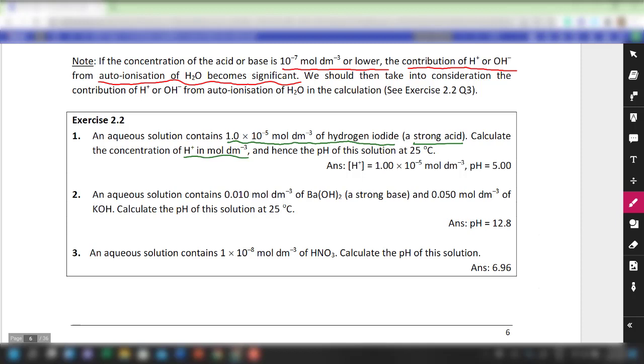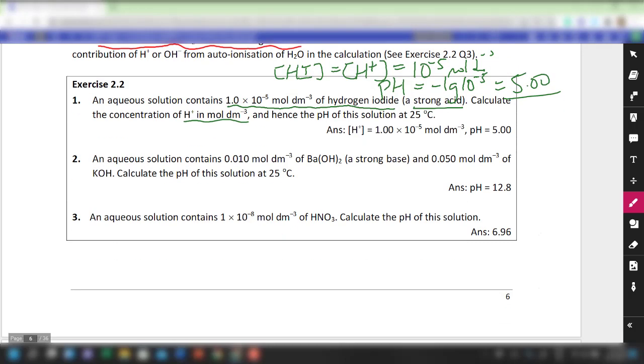Okay, so as you have seen earlier on, the concentration of HI will be the same as the concentration of H plus, because HI is a strong acid which ionizes completely, and therefore the concentration will be 10 to the power minus 5 moles per dm cube. Okay, and pH is simply minus log base 10 of 10 to the power minus 5, and we will get 5.00. So we are getting pH 5 over here. It's a straightforward calculation.